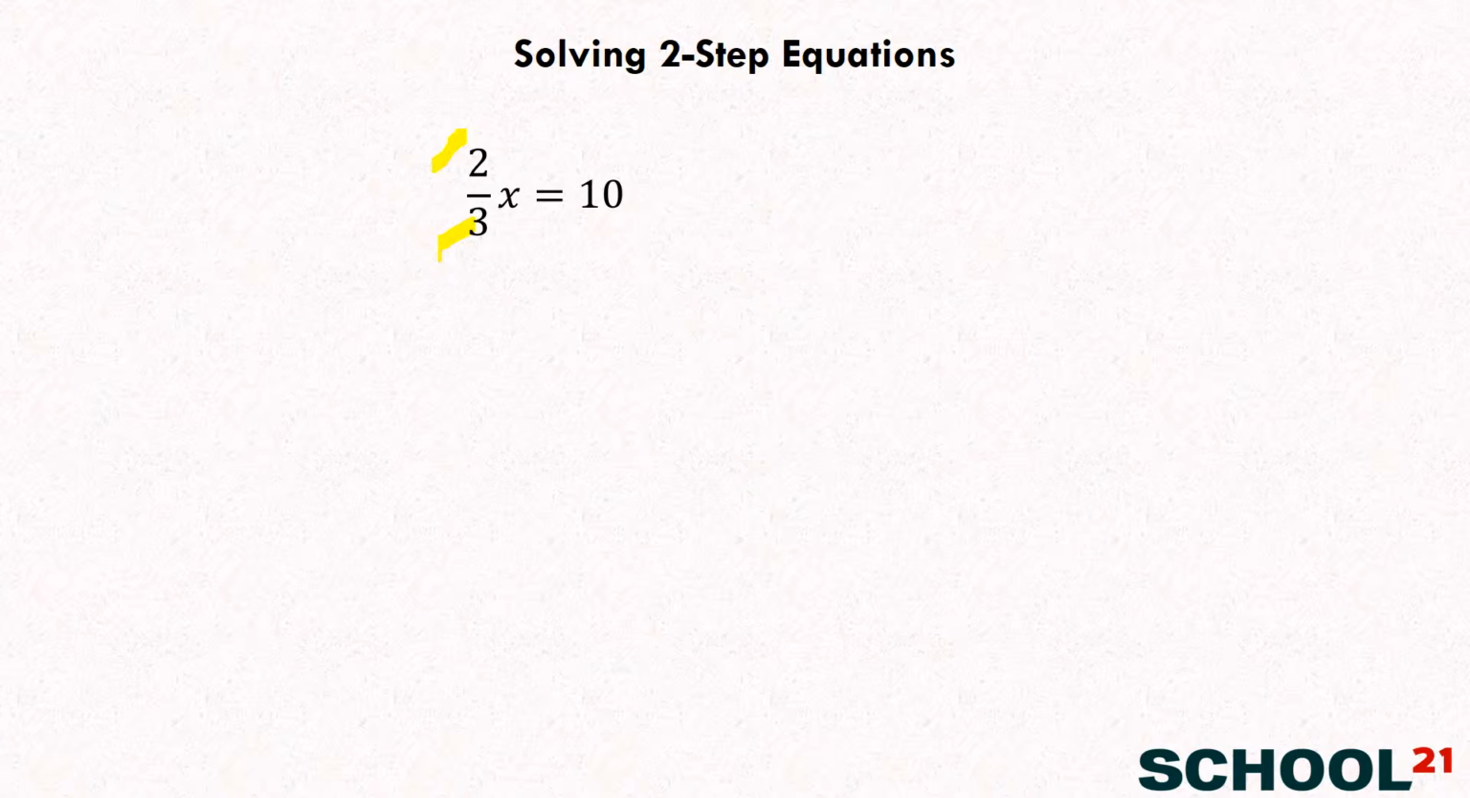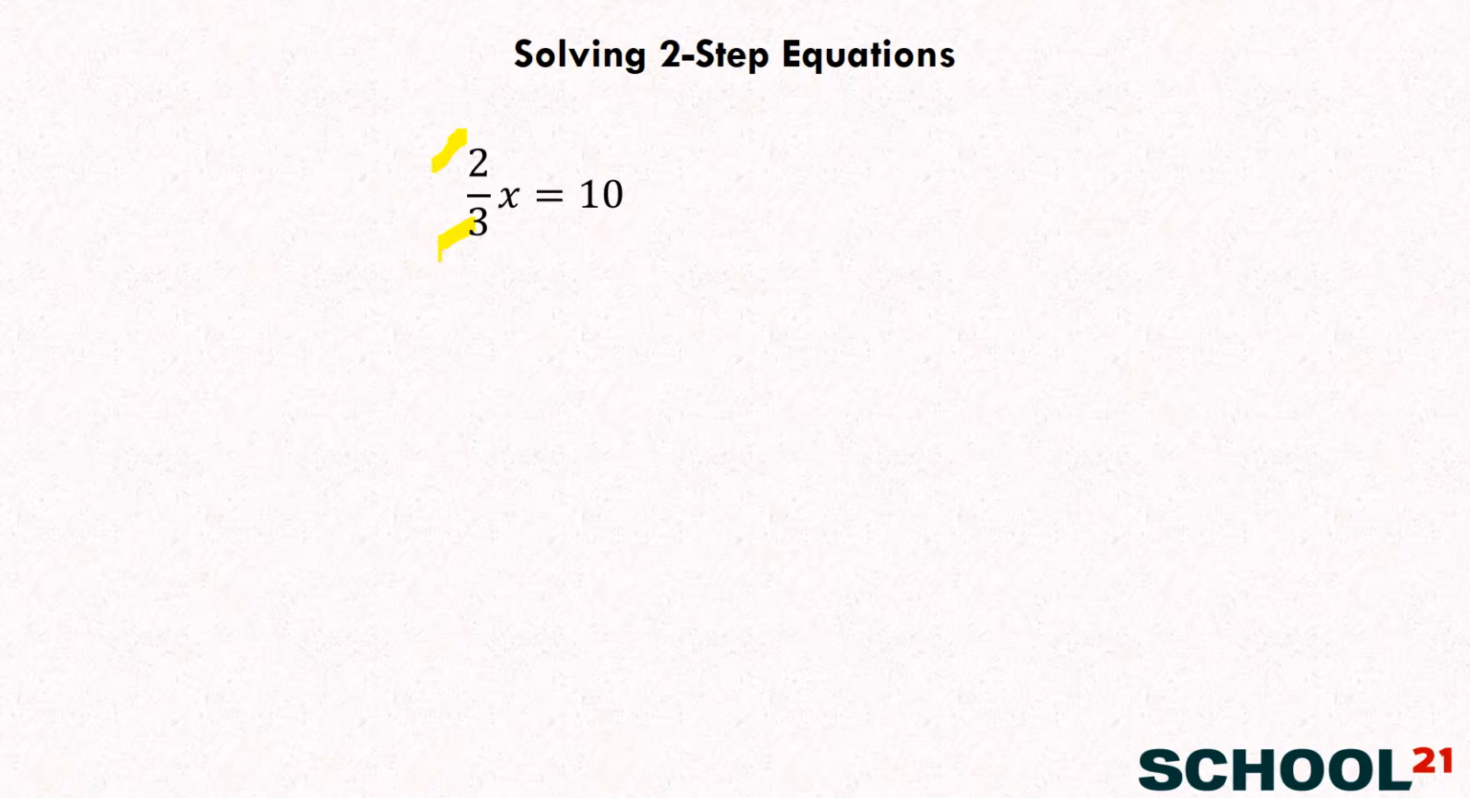So let's get rid of the 3 first. Now, what's that 3 doing to the x, Olivia? Is it multiplying, dividing, adding to the x? What's it doing? It's dividing. It's dividing, right? Because it's the bottom of a fraction. So in order to get rid of something that's dividing, we do the opposite. What's the opposite of dividing? Multiplication. Good. So we're going to multiply by that same number.